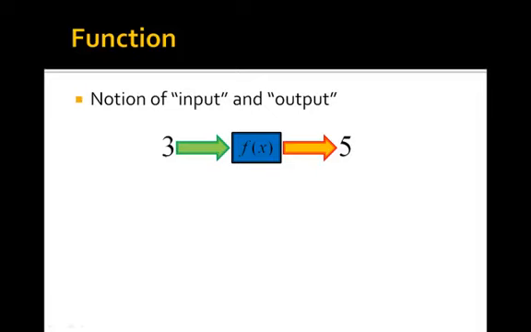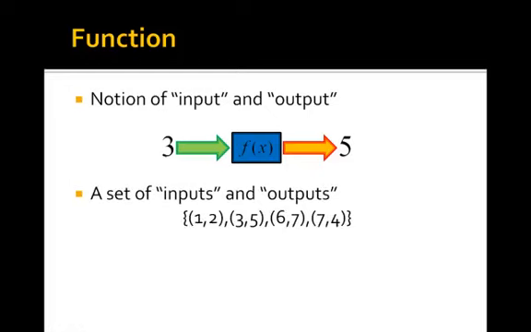Now, you could start taking these inputs and outputs and packaging them up into ordered pairs. So here's the set of inputs and outputs. What this basically says is that when I input a 1, I got an output of a 2. When I used an input of a 3, I got an output of a 5. And you can see I tried 6 and got a 7, put in a 7 and got a 4. So I have inputs and outputs in this function.